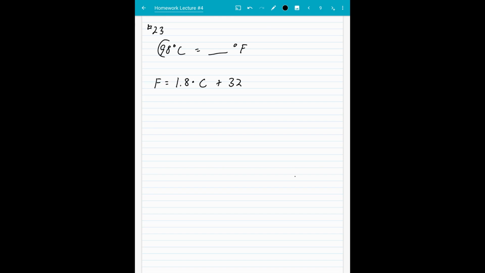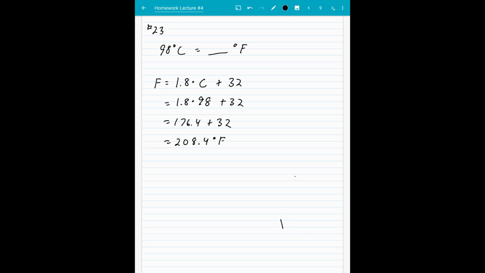Since we have our degrees Celsius, we can just plug that in. F is equal to 1.8 times 98 plus 32. Remember, your PEMDAS says to multiply first. So we have to do 1.8 times 98. That gives us 176.4. And then we can add the 32 afterwards. Once we add 32, that gives us 208.4 degrees Fahrenheit. And that would be your answer for that.